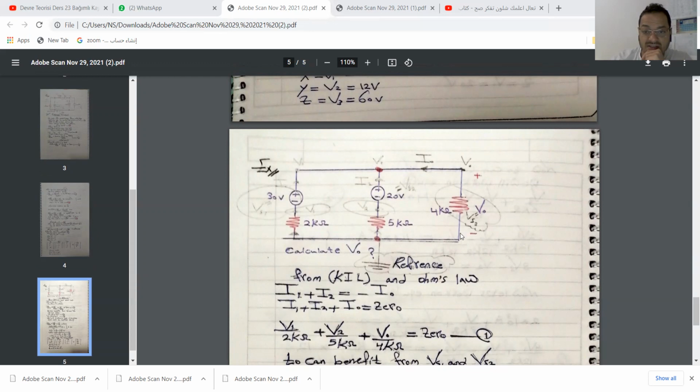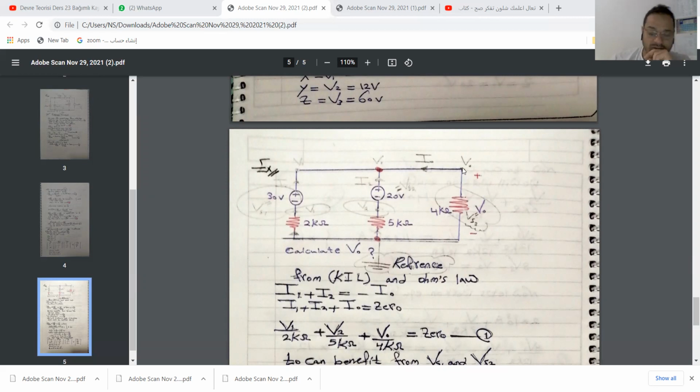Here, the electric circuit, we have 3 different resistances. Here we have 2 independent voltage sources. Now, 13 volts, 20 volts. Here, the author wanted us to calculate the V0 value. We will use a simple math trick.